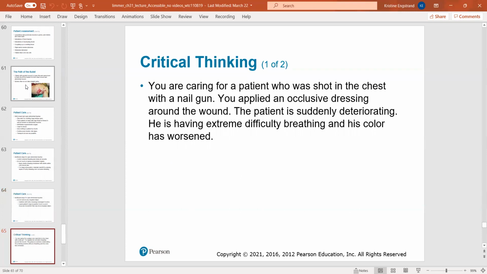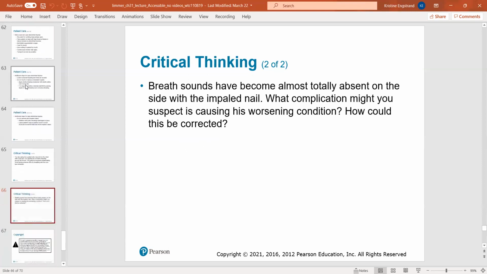All right. So you've got a patient here shot in the chest with a nail gun. Ouch. You applied an occlusive dressing. He is deteriorating quickly. He's having extreme difficulty breathing. His color looks terrible. He's got cyanosis, that blue-grayish color of the skin. And the breath sounds have become almost absent on the side with the impaled nail. What complication is this, and how can you correct or manage it?